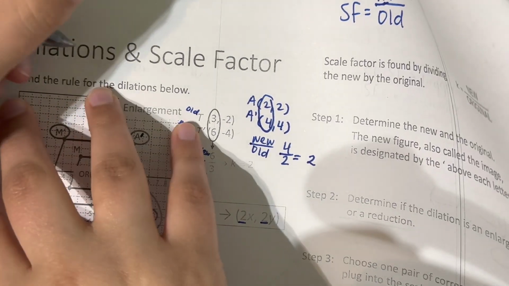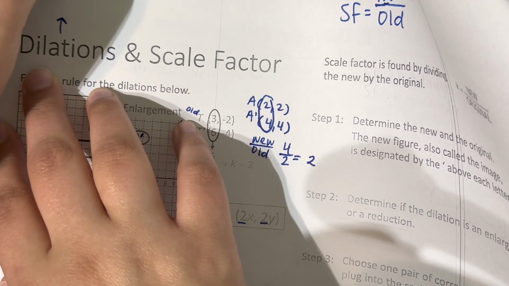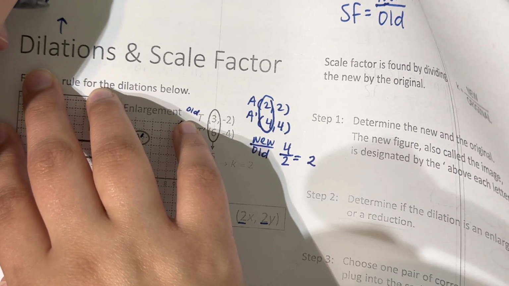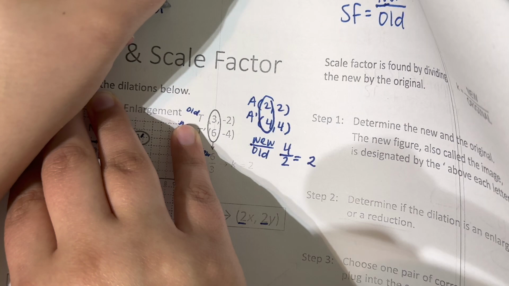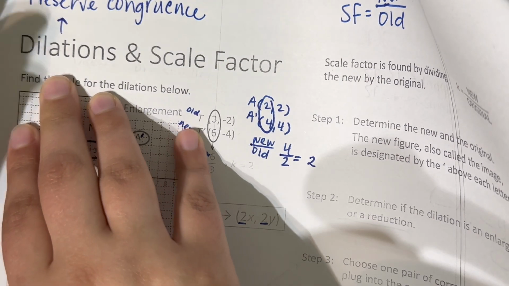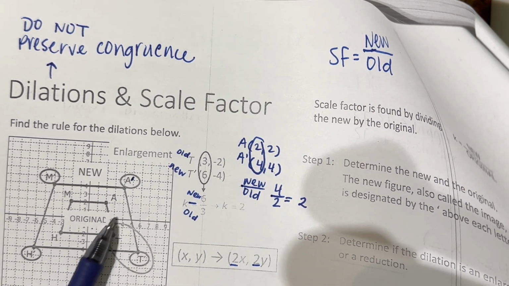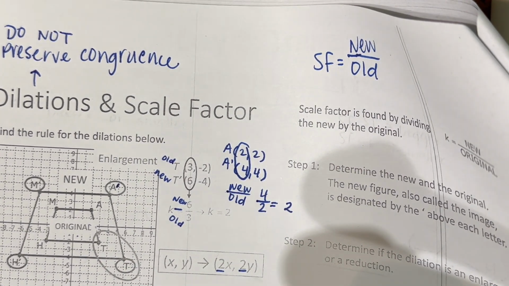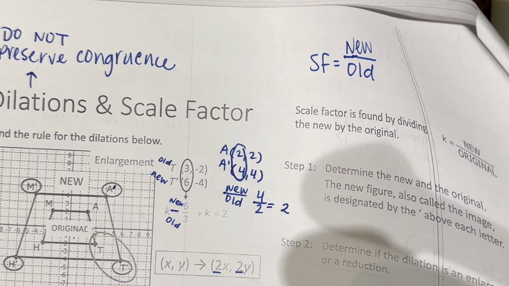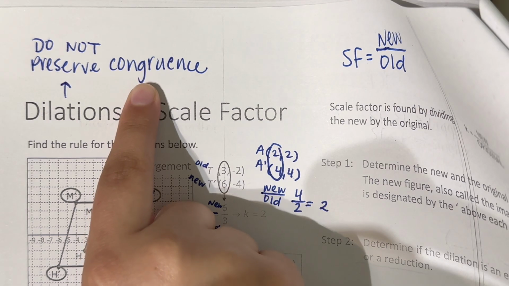The other thing I want to talk to you about dilations real quick before we end our video today. Dilations do not preserve congruency. That means it does not keep it the same size or the same shape. So for example here, my shape got bigger. It's an enlargement. Since it got bigger, it's no longer the same size. So it does not keep it congruent to the original shape. This is the only transformation that does not preserve congruence because it changes size.